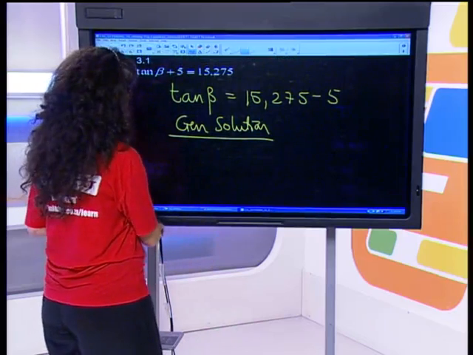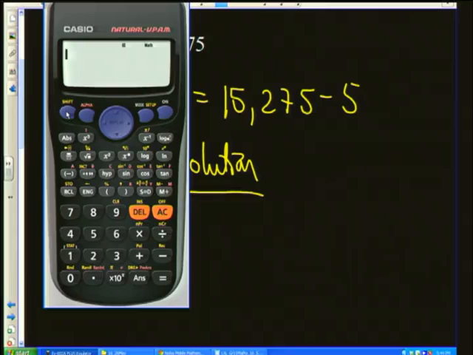Right, so for the general solution I would like to find my tan, the second function. Okay, I'm not getting a second function. There we go. I get a second function. So 15 minus 5 is 10.275. So my angle is 84,4, rounded off to one decimal place.